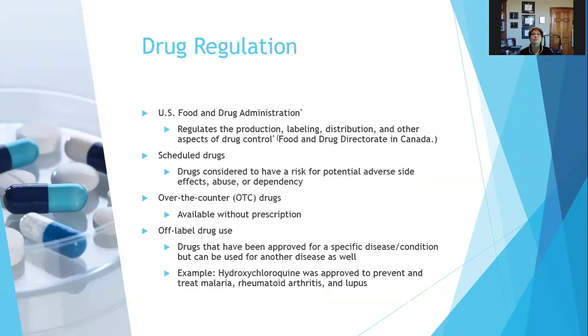So in the US, drugs are regulated by the US Food and Drug Administration. The FDA regulates the production, labeling, distribution, and other aspects of drug control. In Canada, it's the Food and Drug Directorate. There are drugs that are considered to have a high risk for potential adverse side effects, abuse, or dependency, and those are called scheduled drugs. And there are some restrictions on how they're prescribed and how you can get them.